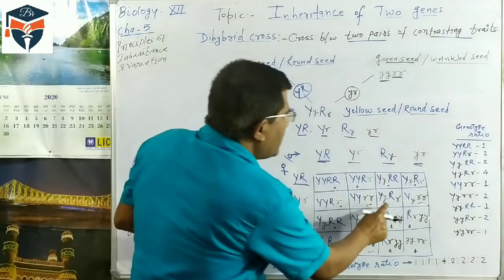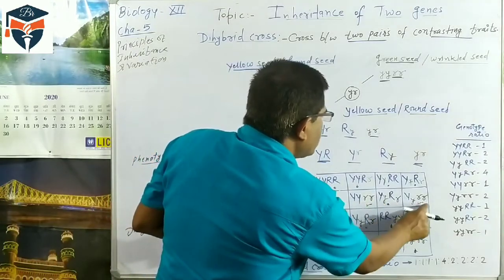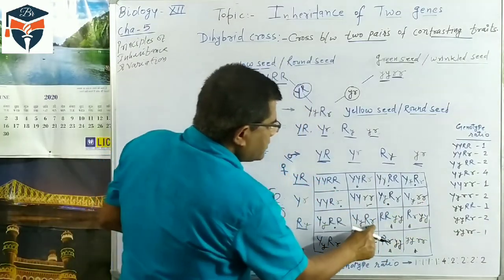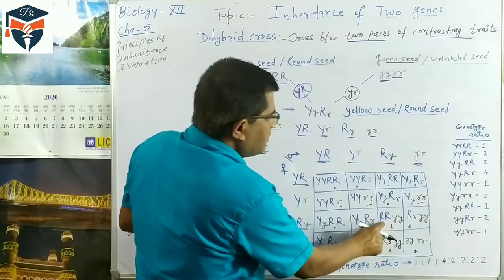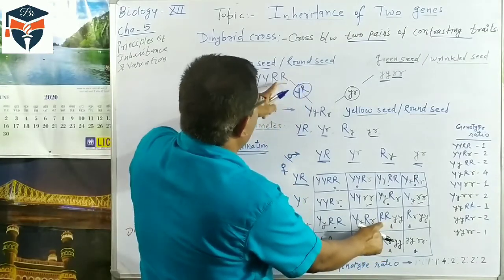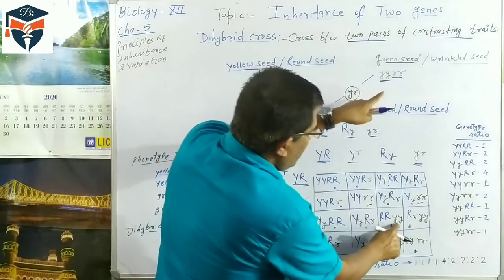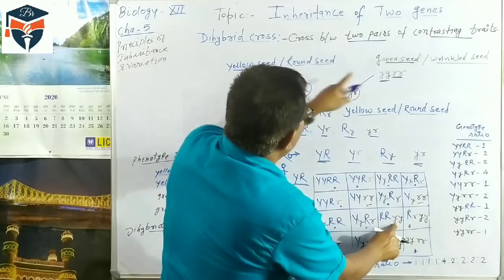Then another, this one is counted, this is counted, this is also done. Now this is RR. RR is for round, and y is for green. Round and green.